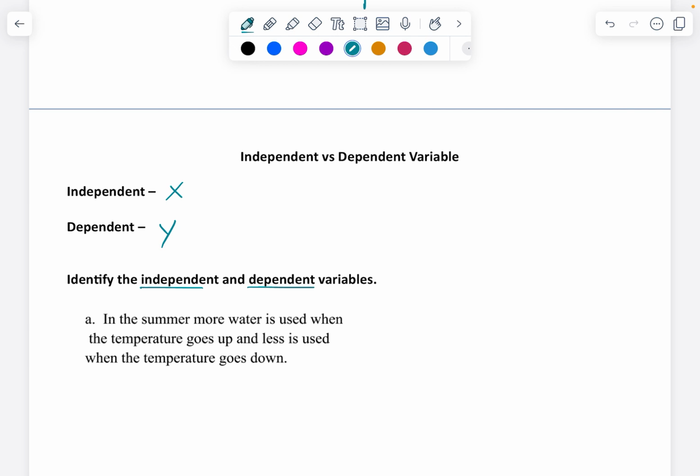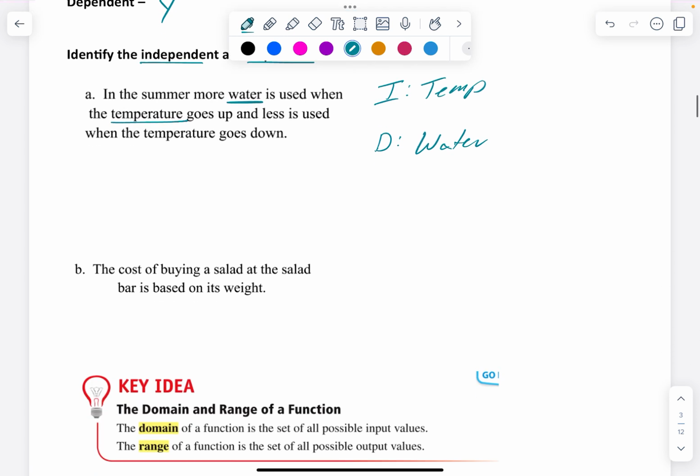Well, in the summer, more water is used when the temperature goes up and less is used when the temperature goes down. So water and temperature are two things. Our independent variable would be temp, because that temp is going to vary. It's going up and down. It's doing whatever it wants. But the water that we use depends on the temperature. We use more water when the temperature's high. We use less when the temperature's lower.